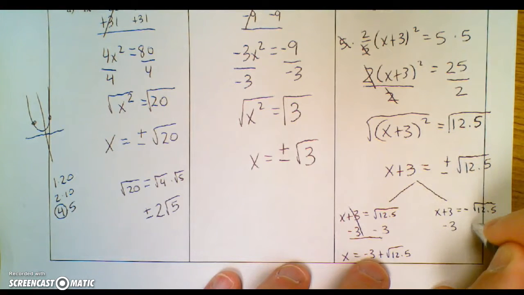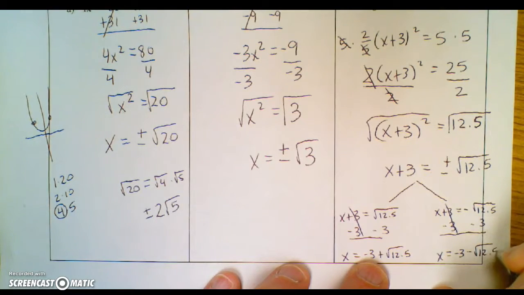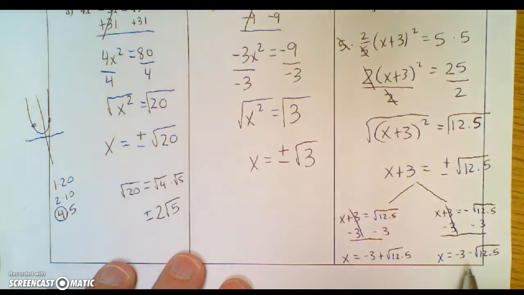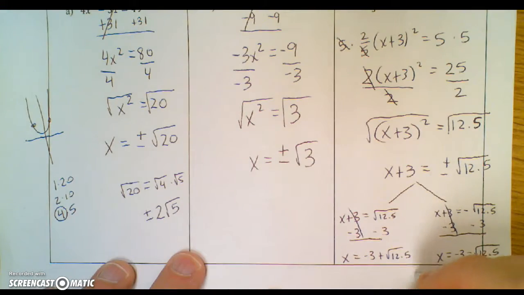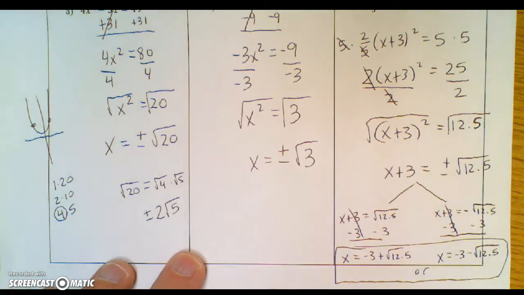Here I subtract 3 again. x equals negative 3 minus the square root of 12.5. So the reason I didn't square root 12.5 is because it's going to give me some weird decimal, and I don't want to deal with that weird decimal. So you've got two answers here, and they look a little bit different than we're normally used to seeing. That's all you do for solving by square roots.